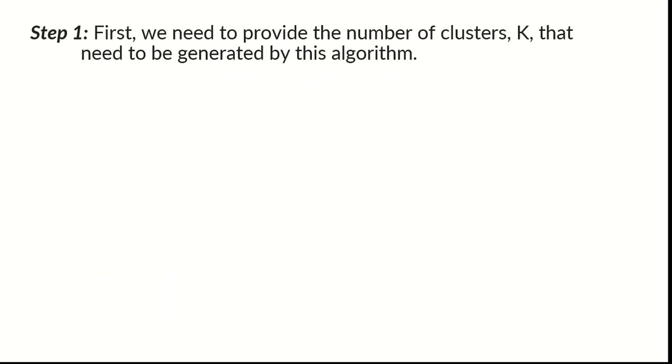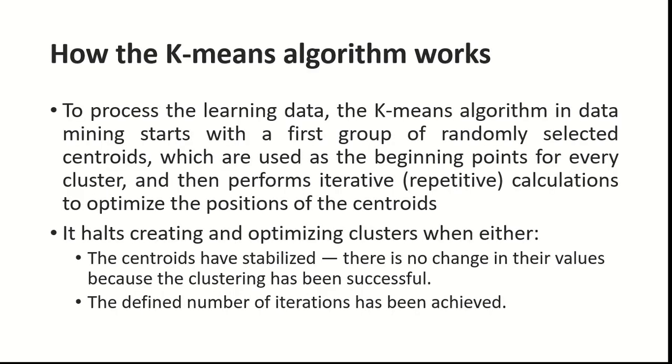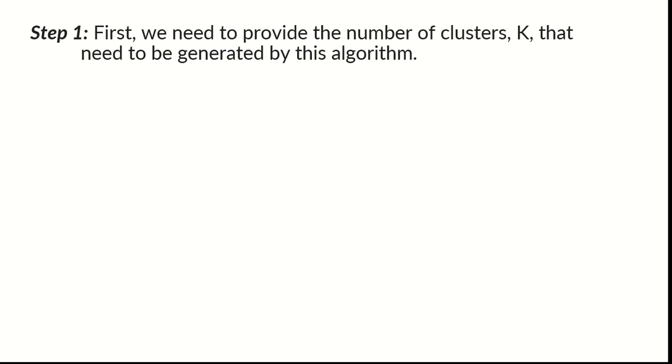Okay. So the steps involved in the K-means algorithm: the first step, we need to provide the number of clusters K that needs to be generated by this algorithm. So we should give the value of K as an input to the algorithm. The system actually does not know what the number K is.